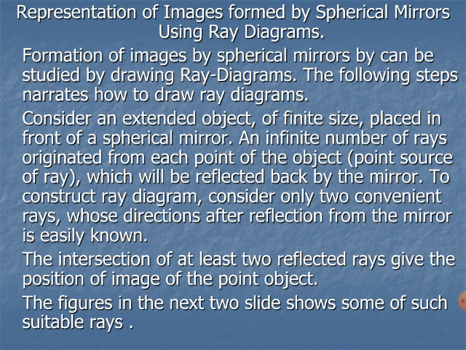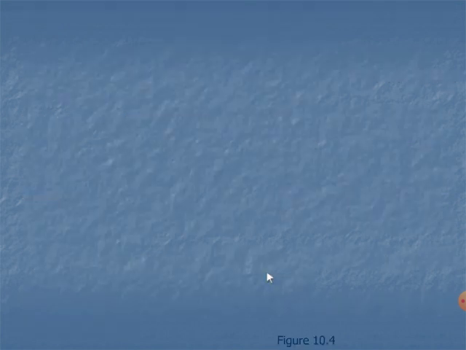So to form images, we require the intersection of at least two reflected rays, which gives the position of the image of the point object. From the ray diagram, if any two reflected rays intersect, then at the point of intersection the image will be formed for that particular object. Got it? So let's see on the next page how the images would be formed.